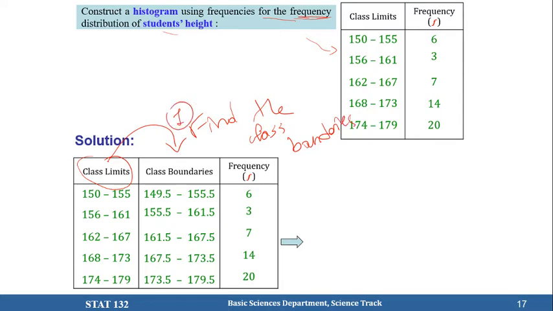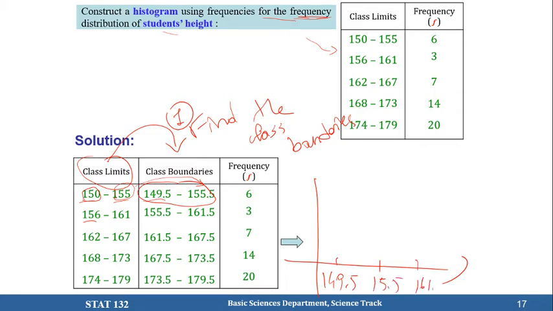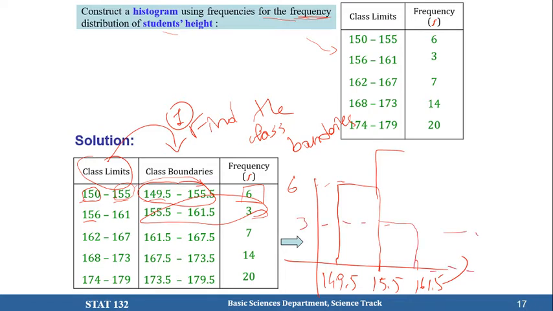And you remember how to find the class boundaries: subtract 0.5 from the first limit and add 0.5 to the second one, and so on. Then you write the class boundaries here, 149.5, 155.5, and then 161.5. For this one the frequency is 6, so you make a bar of height 6, and then the other one is, sorry, this is 3, so you make a bar of 3 here, and you keep doing this.